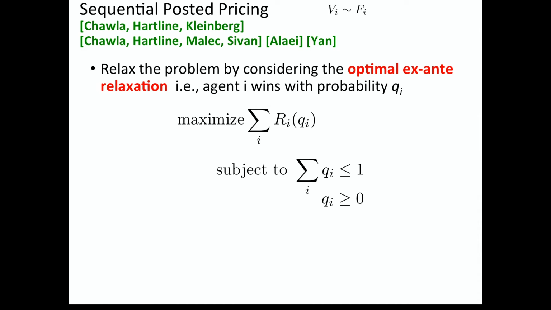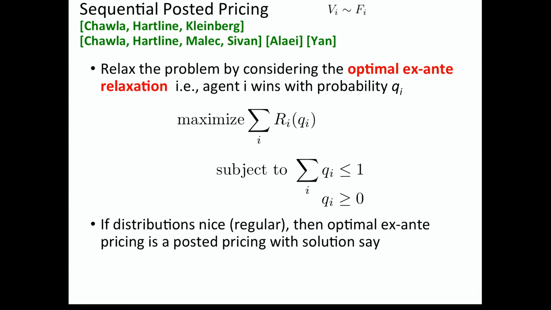So I would want to maximize the revenue I get from agent i, assuming that I sell to him with probability q_i. Okay? And this is actually a convex program, so it can be solved. And if the distributions are nice, I don't even want to say what that means, then it turns out that the optimal solution to this program is a posted pricing.